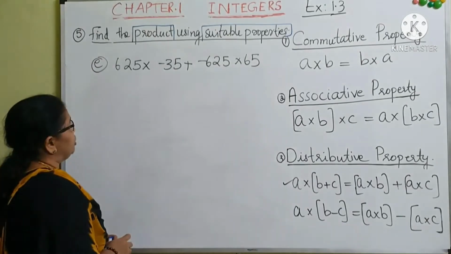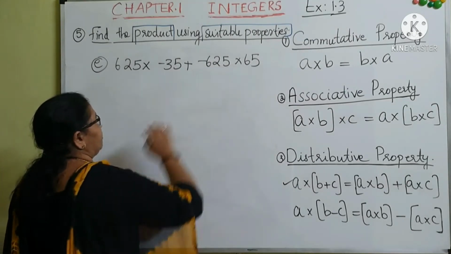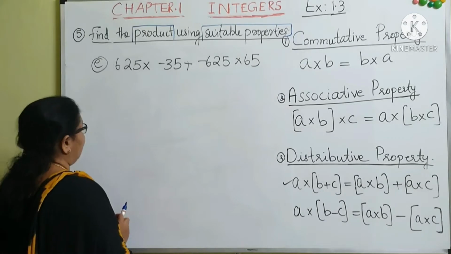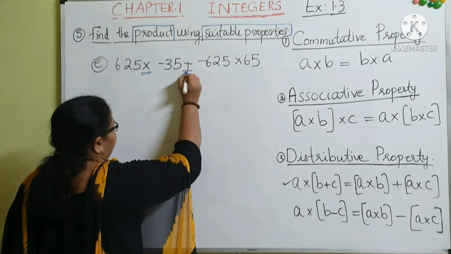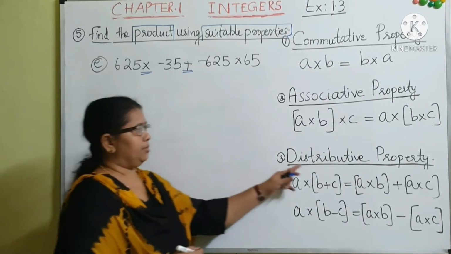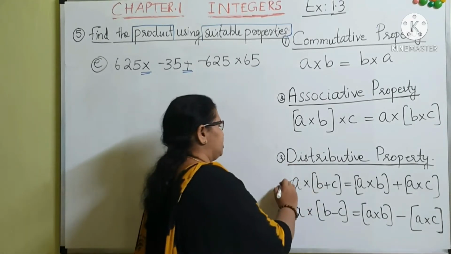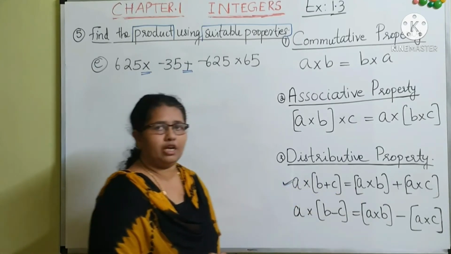Question E: 625 into negative 35 plus negative 625 into 65. In this question, two operations, multiplication and addition, are there. So which property can we use? Distributive property over addition. That is A into (B plus C) is equal to A into B plus A into C.